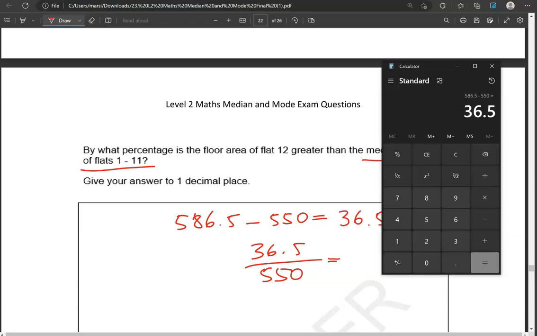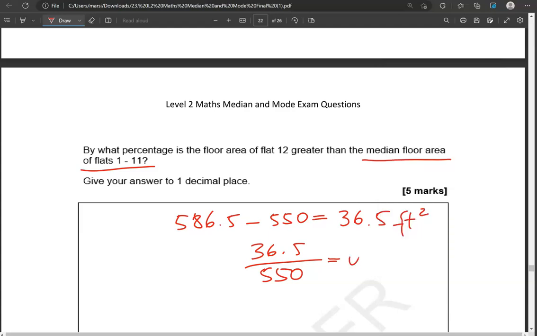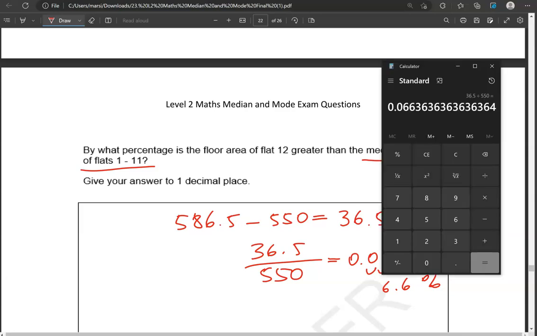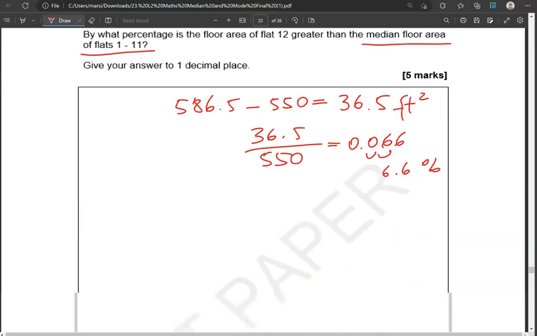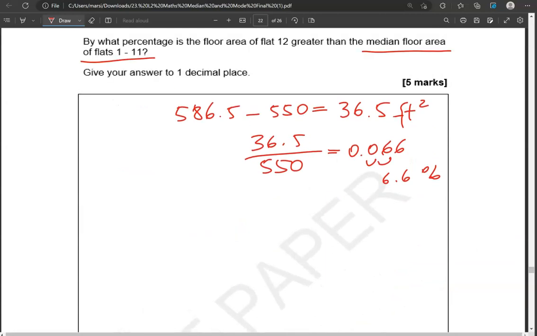So 36.5 out of 550 gives us 0.066. So that's as a decimal. As a percentage, that will be 6.6%, because after the 6 here, we've got a 3. So the answer is to 1 decimal place.